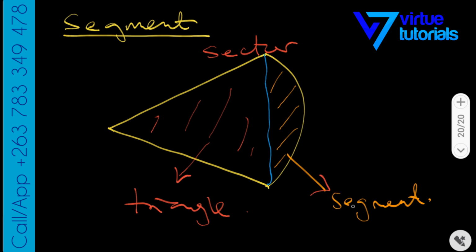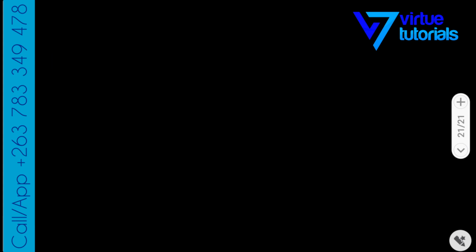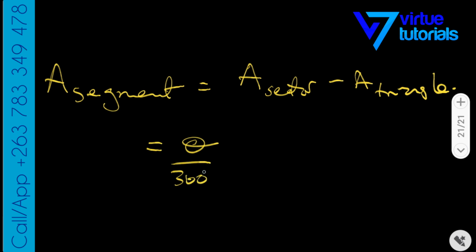So for me to find area of a segment, I must know the area of the entire sector and then subtract the area of the triangle. So the formula for finding area of a segment is going to be area of sector minus area of triangle. Area of a sector, we know it is theta over 360 times pi times radius squared. Our area of a triangle is going to be, in this case, half AB sine theta.